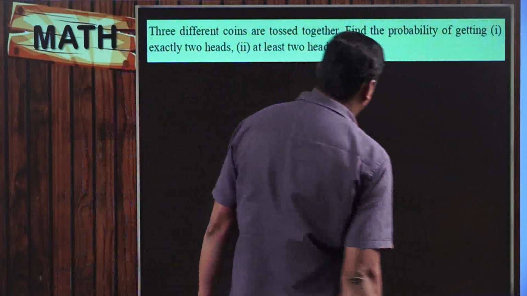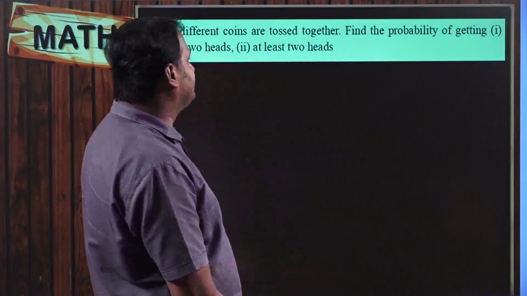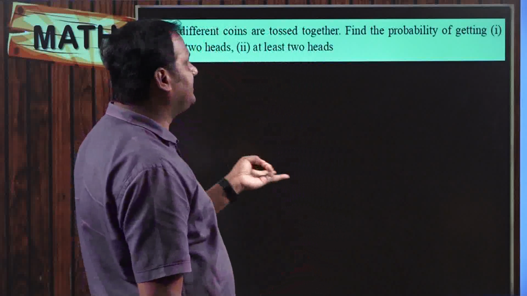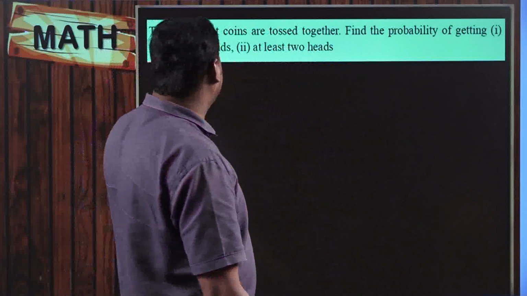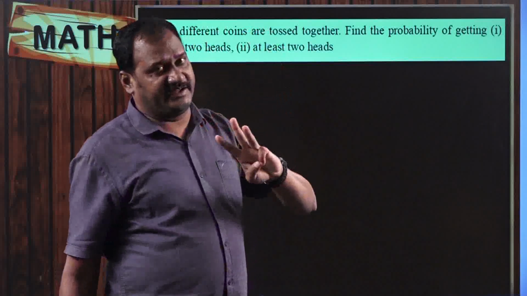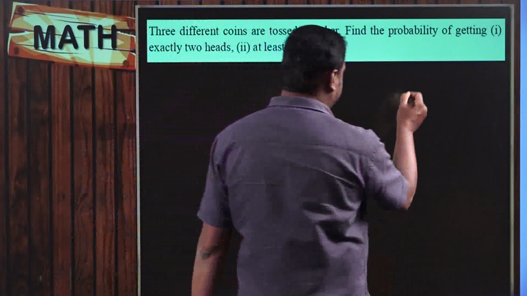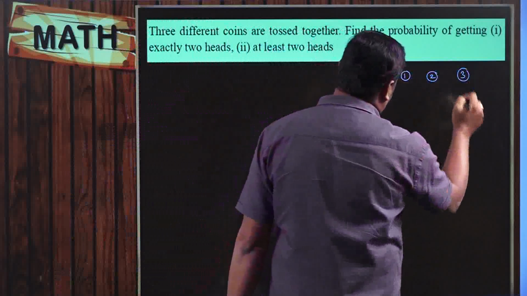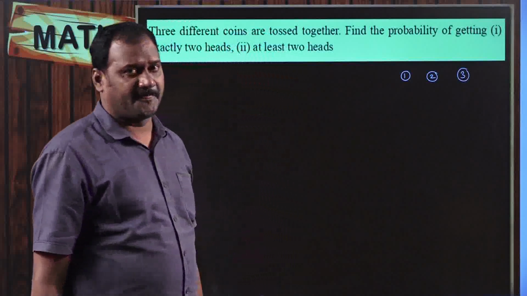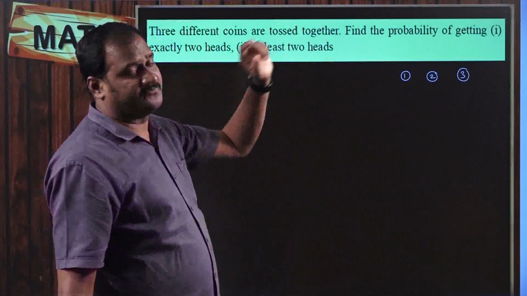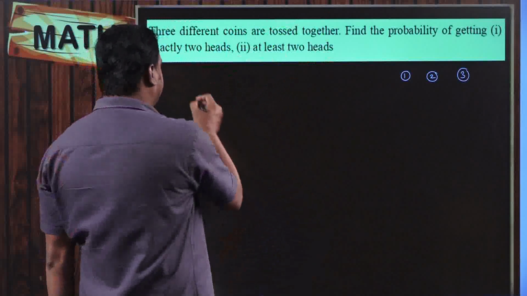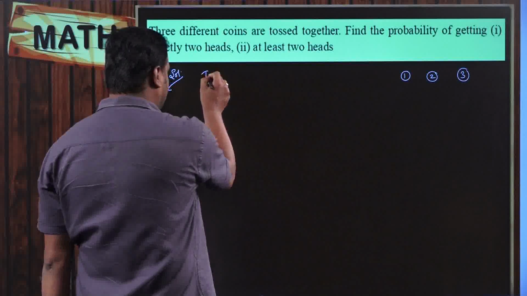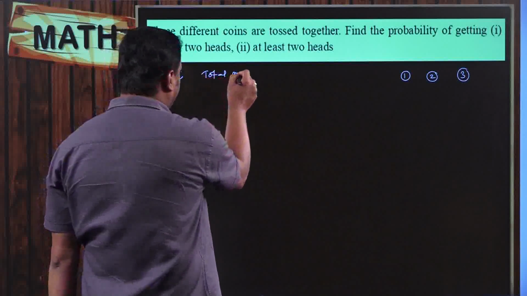And moving on to the next problem, see here, 3 different coins are tossed together. Find the probability of getting exactly 2 heads, at least 2 heads. So when you are tossing 3 different coins, I am taking 3 different coins here: first coin, second coin, as well as third coin. And in order to find the outcomes, first of all, what is the total number of outcomes when you are tossing 3 coins?